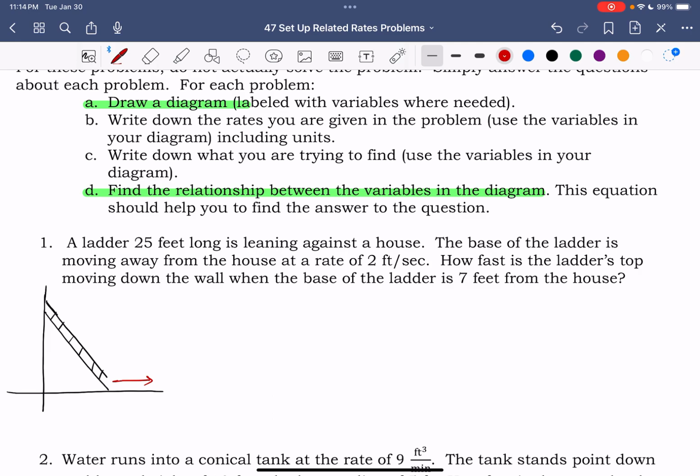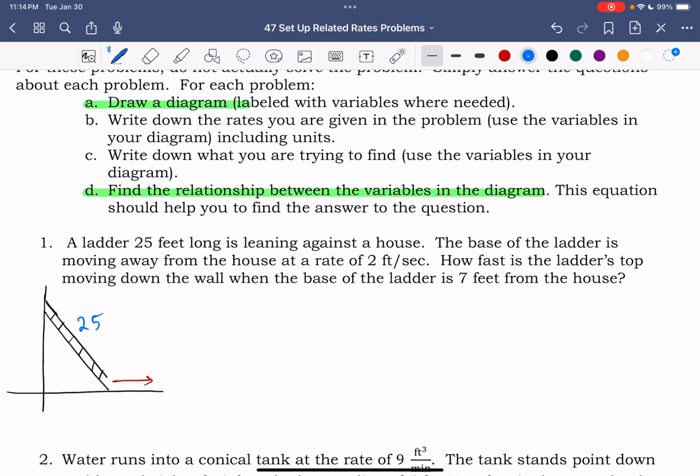So we're not going to worry about that because rates aren't going to go on the diagram. And even the 7 feet there in the question, that's not going to go on our diagram either, because that's going to be a number that we use later on. So really the only thing that we need to concern ourselves with getting on our diagram is the fact that the ladder itself is 25 feet. And so we can go ahead and put that on here.